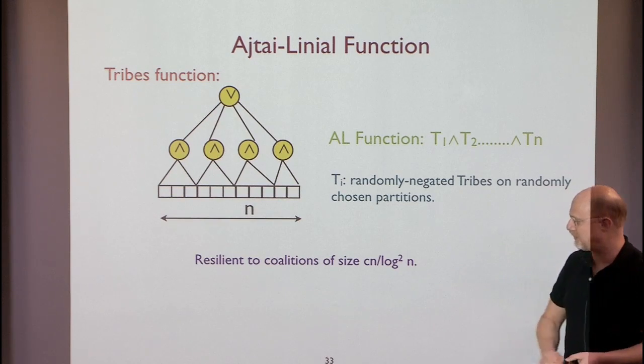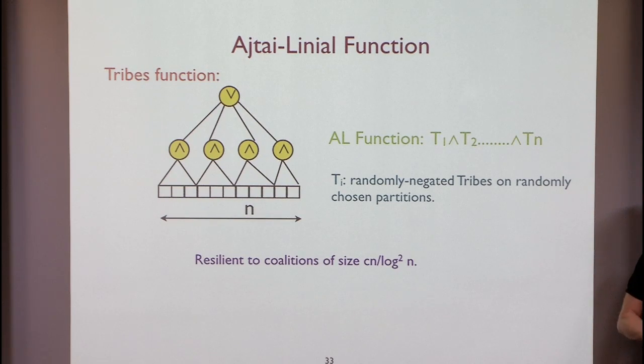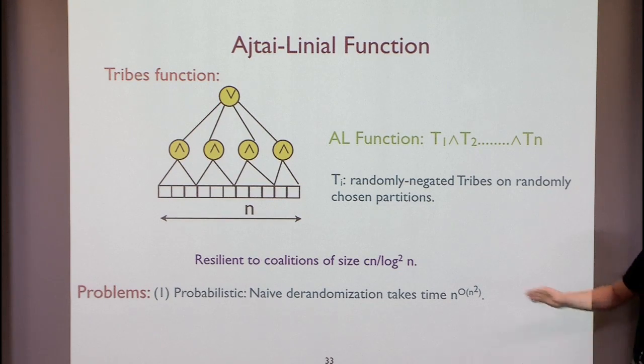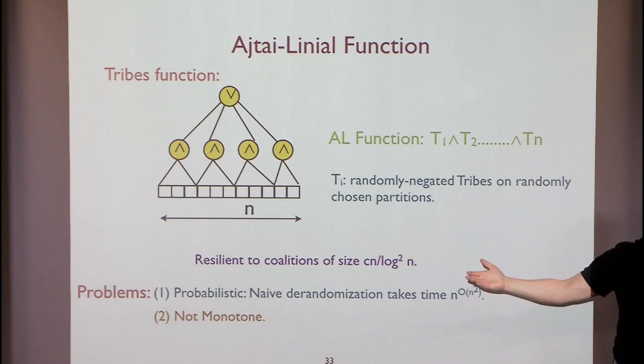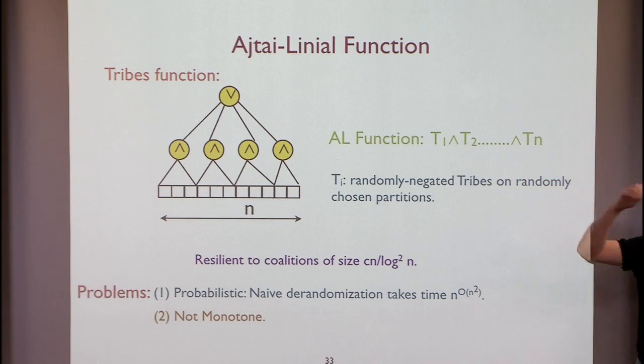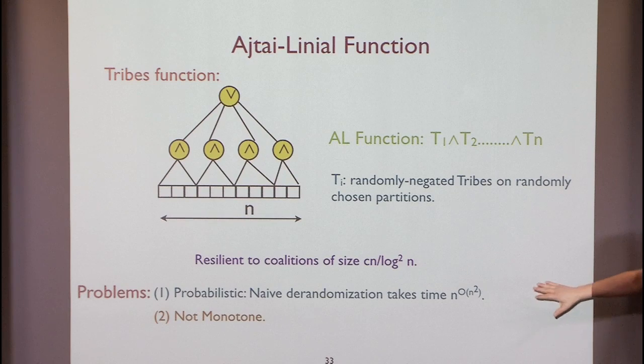Again, this function is resilient to coalitions of size n over log squared n. But there are a couple of problems with this function. First, it's probabilistic, so if we just tried to de-randomize their construction, it would take exponential time. The second is that it's not monotone. I said there are random negations. So we need to fix both of these problems.